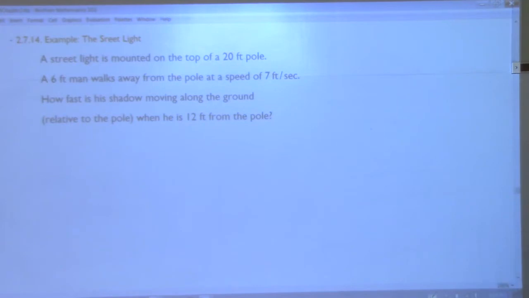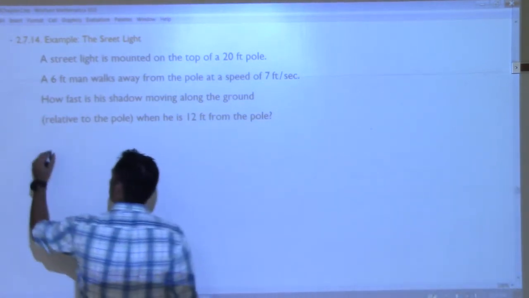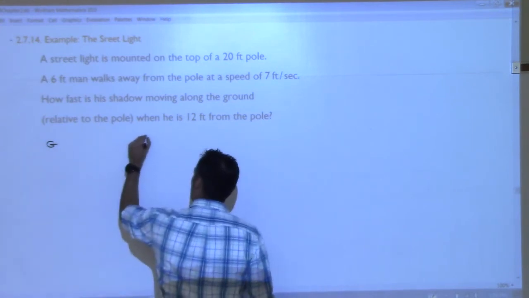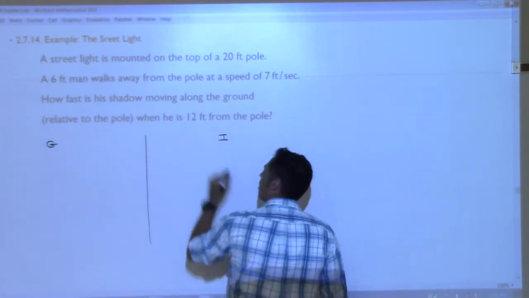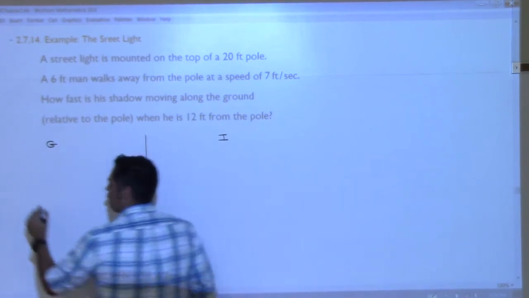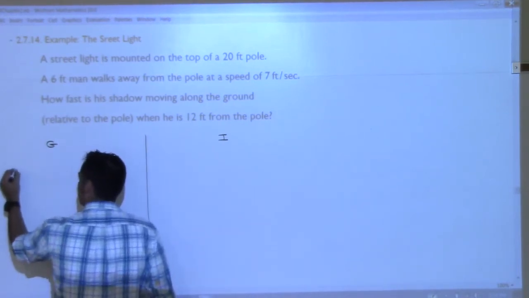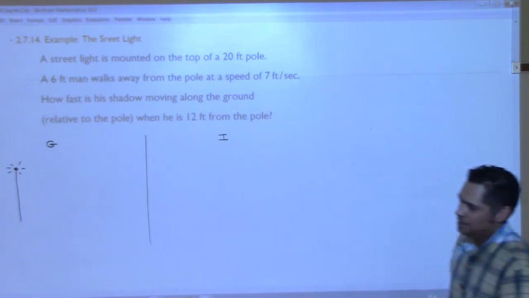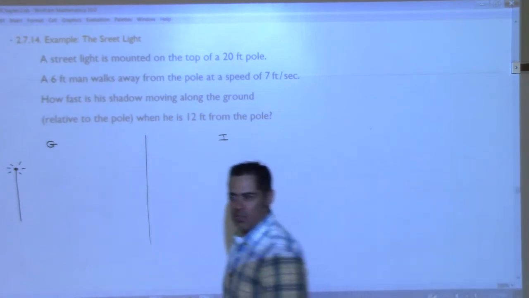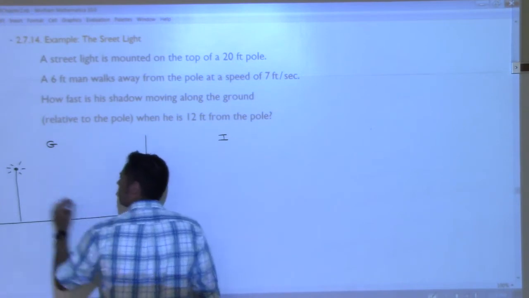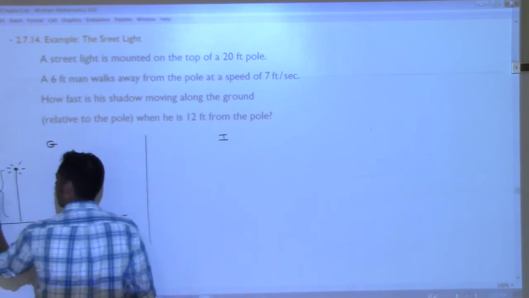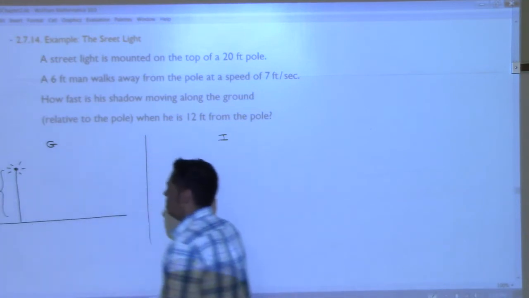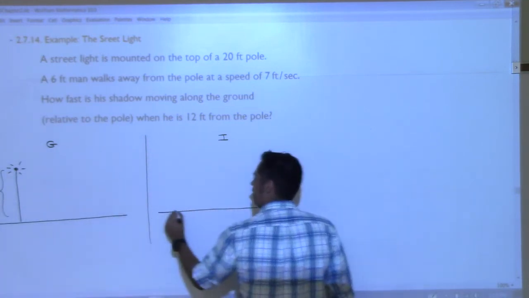So you always take the first few seconds, minutes to kind of absorb it and maybe start with a picture. So I'll have the general picture here. I'll have the instant in time right here. So in general, I'll start with the light pole. There's my light. You can tell it's a light, that's obvious. It's 20 feet tall, right? And that doesn't change in the problem. And here's the ground. So this is 20 feet. That's going to be the same in the instant picture, isn't it?